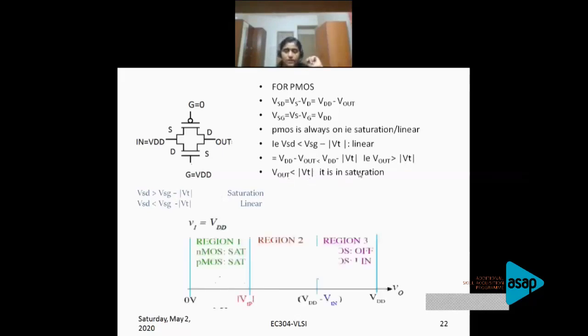Thereby we come to that diagram again. On top, what we have written is for NMOS, which we have seen earlier. PMOS is always on. So what happens? PMOS is in the linear region where Vout is greater than VT.